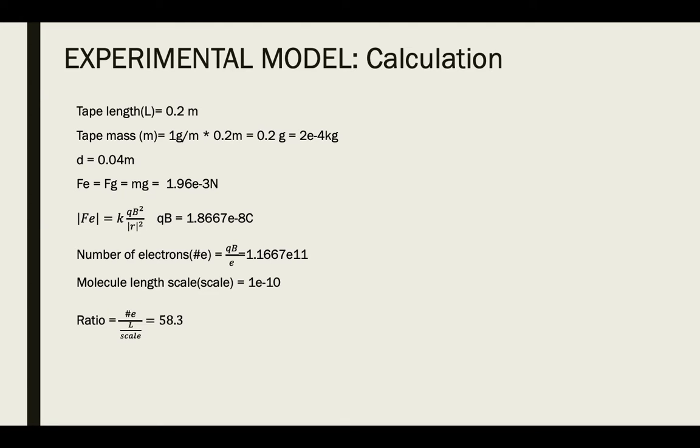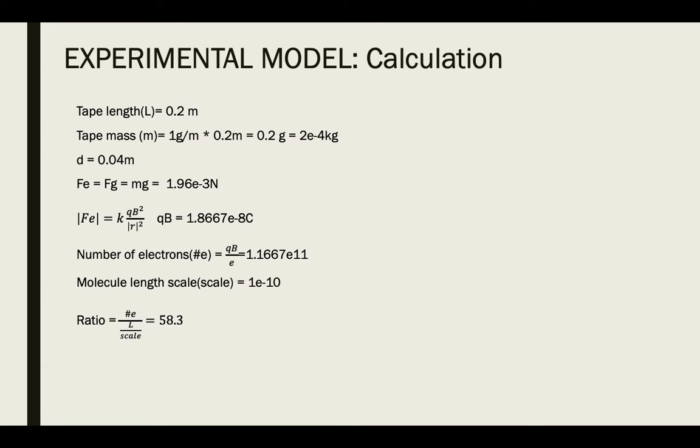The lengths of the tape, as I measured, are both 0.0 meters. And using this length, we can calculate the tape mass to be 0.2 grams, and then we will convert it to the kilogram form. The distance will be 0.04 meters. The electrical force will be equal to the gravitational force, and it's 1.968e-3 newtons.